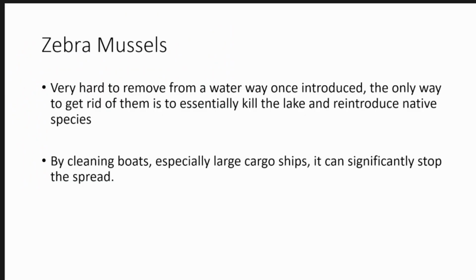Zebra mussels are very hard to remove once introduced. Like I said, they spread like wildfire, and the only way the DNR has really been able to get rid of them is to kill the lake and then reintroduce native species. But we can help stop the spread by cleaning boats, especially large cargo ships. This can stop zebra mussel growth and spread.